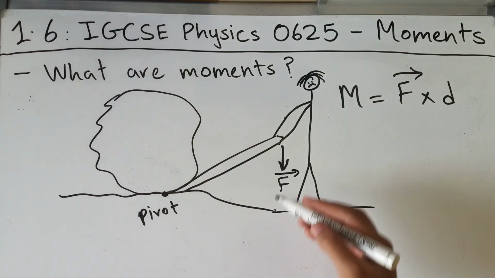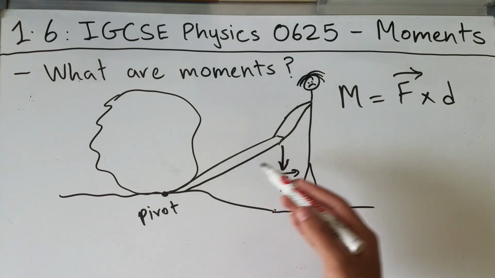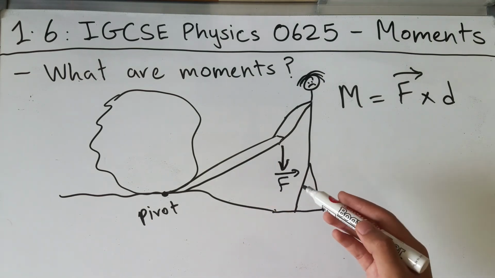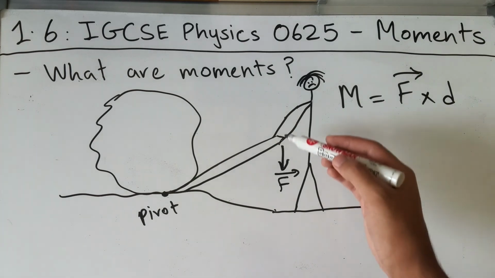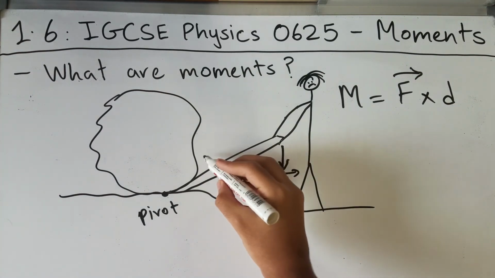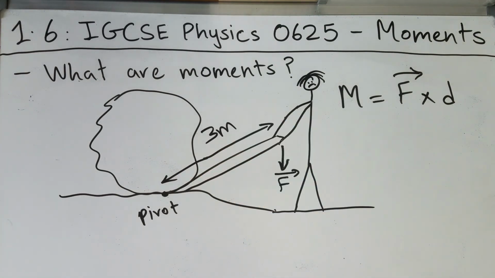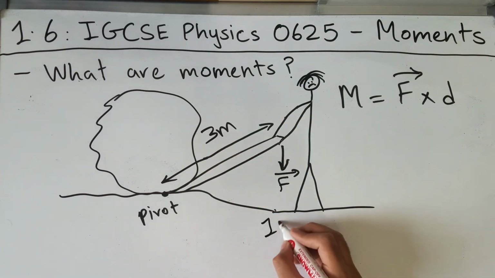Now if we know the value of the force that this person is exerting and the distance from the pivot that this person is applying the force, then we can calculate the moment that is being placed on this boulder. And we can see that this lever is going to turn in a clockwise direction. So we can say that this is a clockwise moment. Let's say that this distance d was 3 meters, and let's say that this force was about 100 newtons.